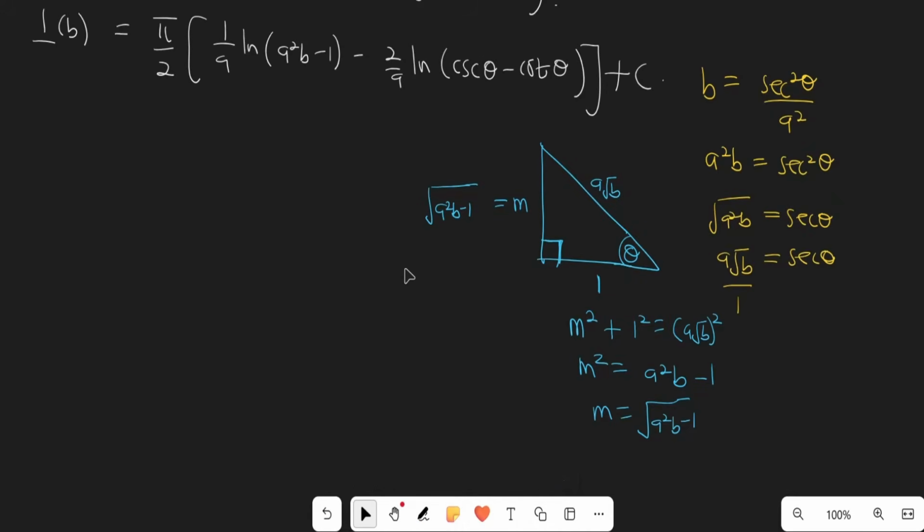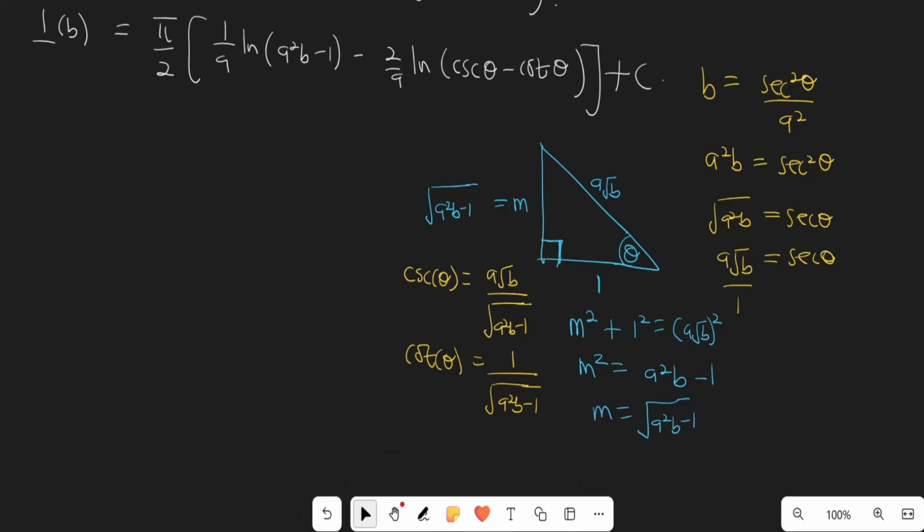right? So the cosecant of theta is equal to what really? So the cosecant of theta is equal to hypotenuse over opposite, right? The hypotenuse is the square root of b, all over the opposite, which is the square root of a squared b minus 1. And then we can find the cotangent of theta as well. So the cotangent of theta is equal to adjacent over opposite, 1 all over the square root of a squared b minus 1, like this. So we have all of this in terms of b.